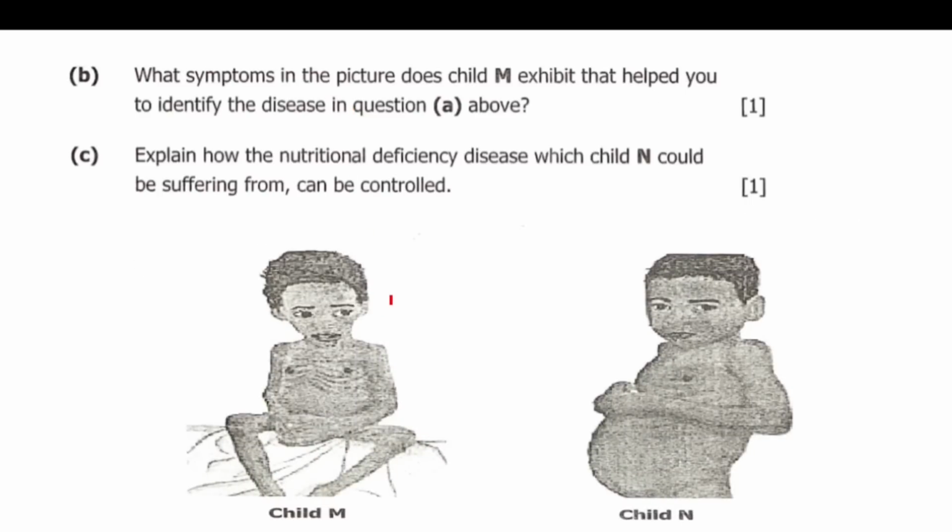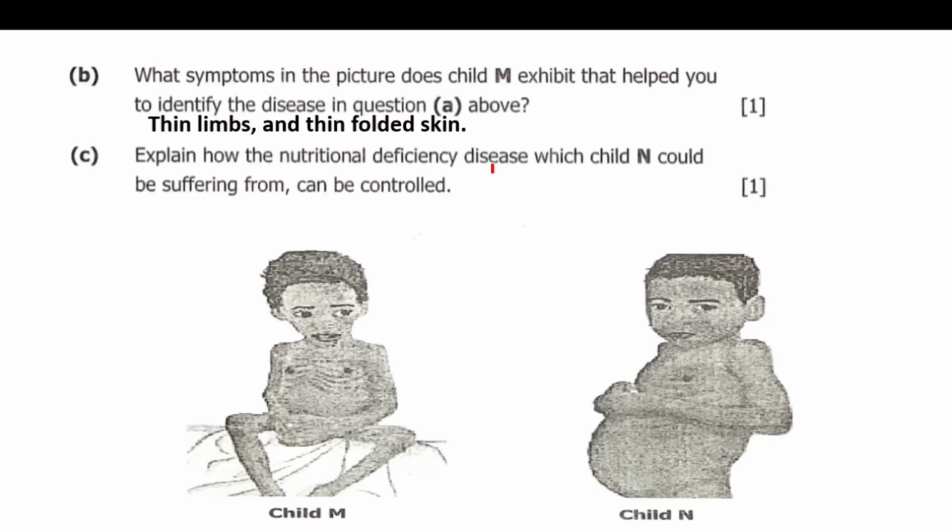So B says, what symptoms in the picture does child M exhibit that helped you to identify the disease in question A above? So when you look at the child here, the child has thin limbs, which are hands and legs, and also has wrinkled skin. So what we said is thin limbs and thin folded skin, or you can say wrinkled skin. So this one is a sign or a symptom for a child suffering from marasmus.